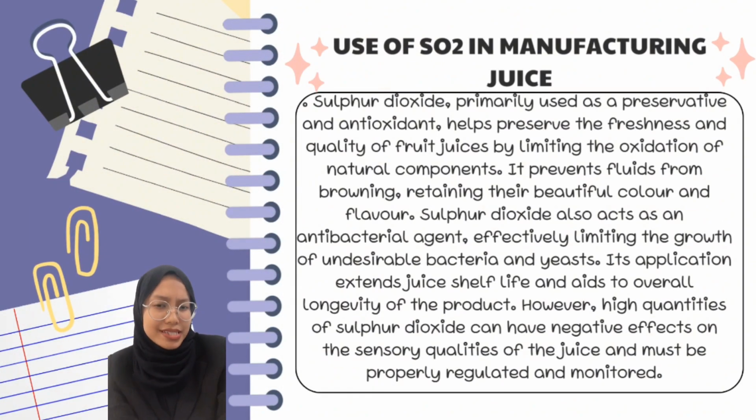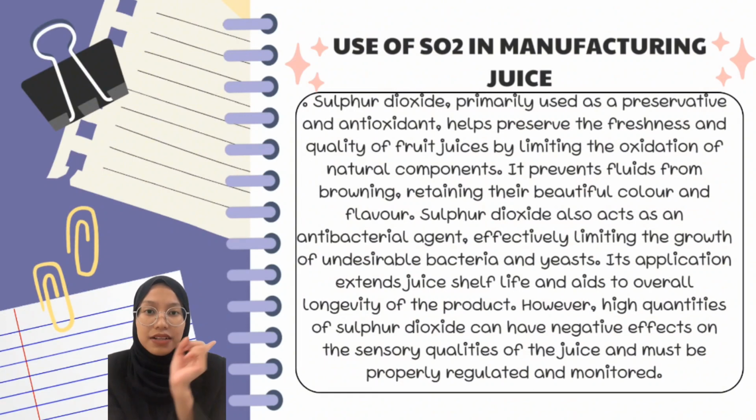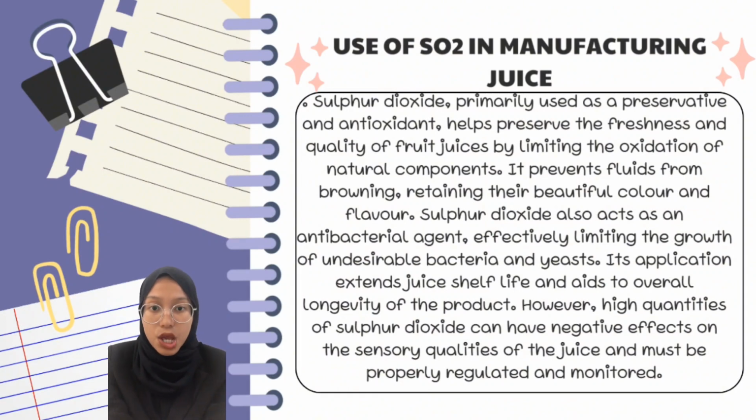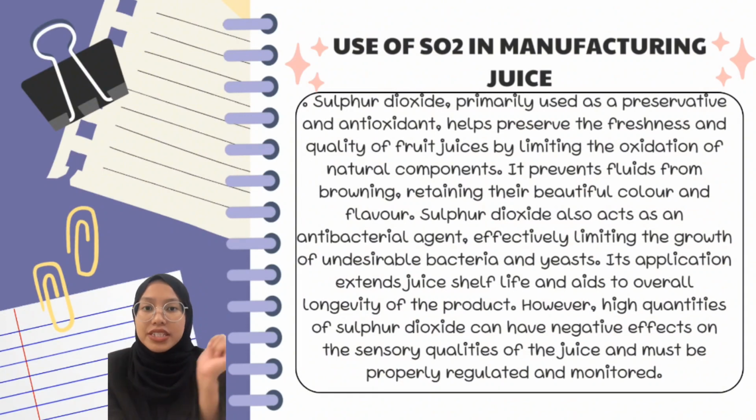Next, we will discuss why we use sulfur dioxide in manufacturing juice. Sulfur dioxide is primarily used as a preservative and antioxidant. It helps preserve the freshness and quality of fruit juice by limiting the oxidation of natural components. It also prevents fruit from browning, retaining their beautiful color and flavor.